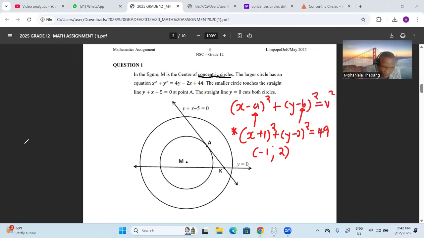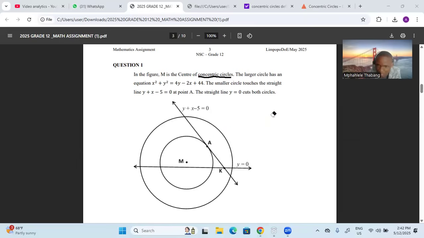Okay, it's fine. We will continue. We will go deeper with this one. Do not worry. For now, the equation of the circle is given to you in this form. You are told that the equation of the larger circle is x squared plus y squared equals 4y minus 2x plus 44.